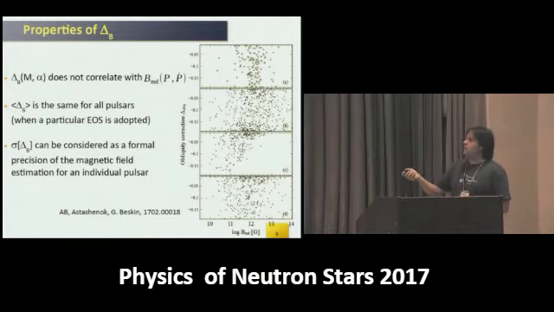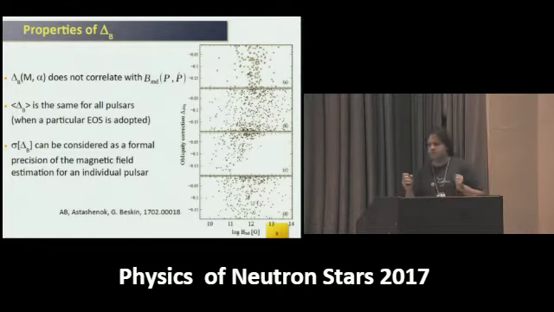And if so, then we can consider the width of the delta B distribution as the formal uncertainty of our estimation of the magnetic field. So this is what we want for the statistical analysis.